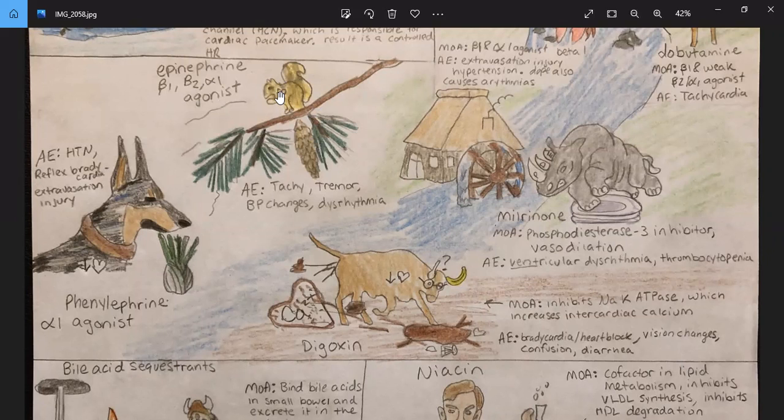So we have a heart on the squirrel. Tremor. So think about squirrels when they're climbing trees. They shake the branches, make the branches look like they're tremoring. And then we have blood pressure changes and dysrhythmias.